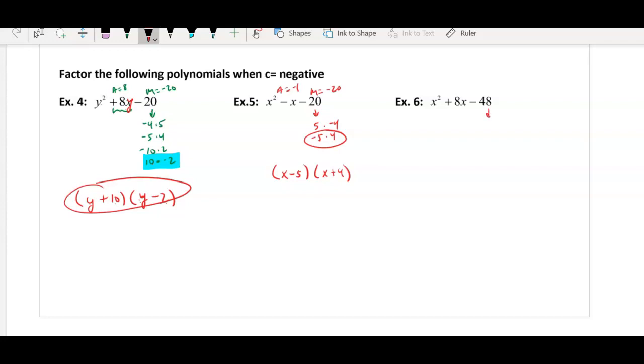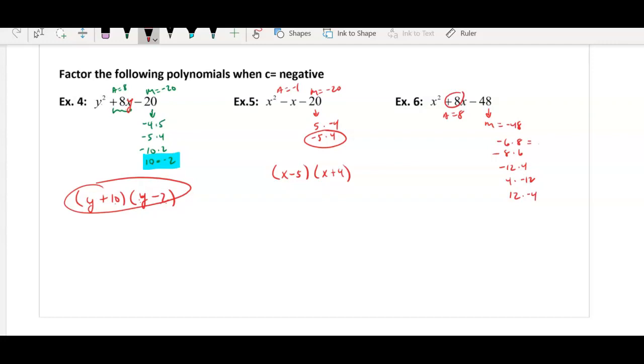Finally, the last one for this set of notes. What numbers multiply to give me negative 48 and add up to 8? Well, in this case, again, a lot of numbers multiply to give you negative 48, such as negative 6 and 8, negative 8 and 6. Then you could go negative 12 and 4, 4 and negative 12, 12 and negative 4. So there's a lot of numbers. Which set of these factors will add up to 8?